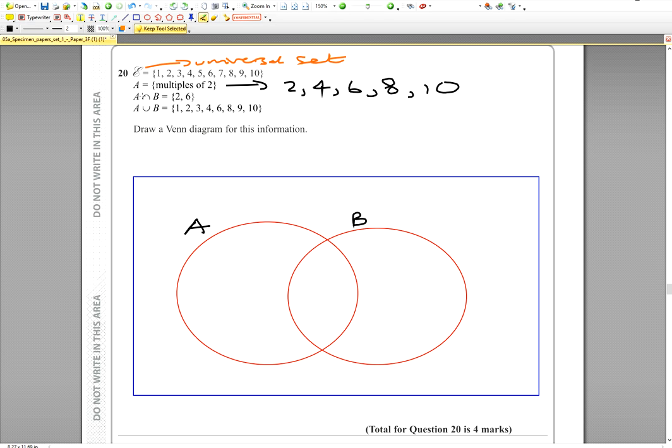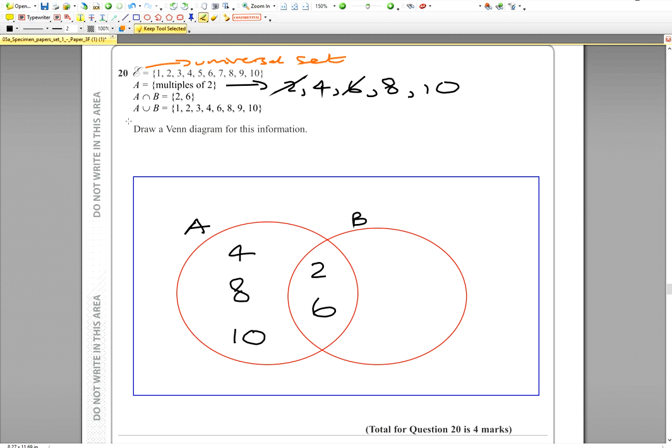So this sign here means intersection, which means what's in both sets, which set A and set B share. So we know in that case that the number 2 and the number 6 will go in the middle. So that means they're in both circles. Okay, lovely. So now the number 2 is being covered, the number 6 is being covered. So which ones are left? 4, 8, 10. So we got 4 left in set A and 8 and 10. Are we happy with that?